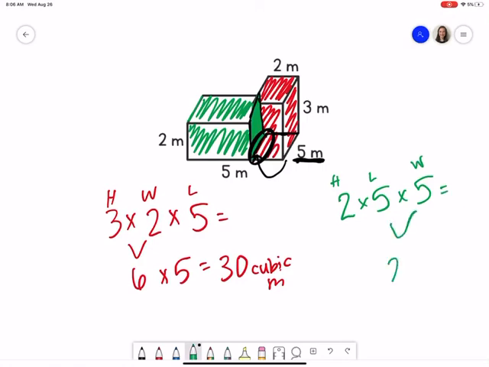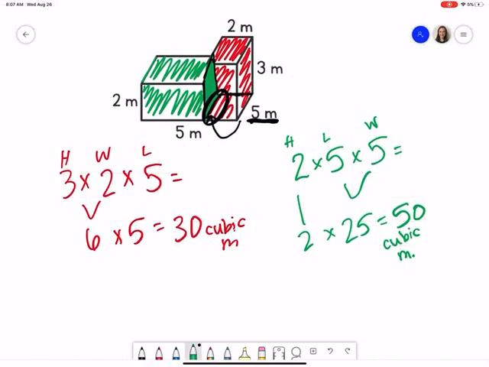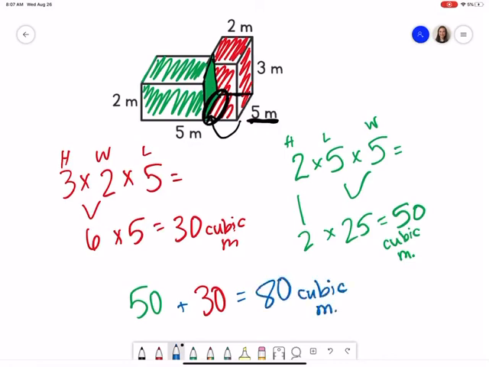5 times 5 is 25 times 2. So 25 plus 25, right? That's the same thing as 25 times 2 is 50. 50 what? Cubic meters. Okay, and now all I have left to do is get the total volume. So we are going to do 50 plus 30 equals the total, which is 80 cubic meters.